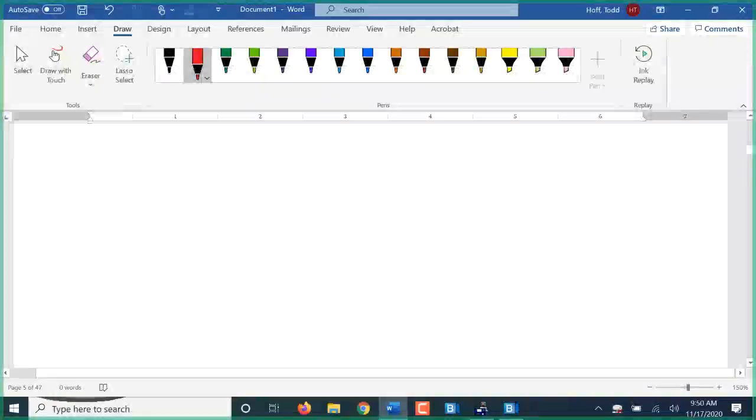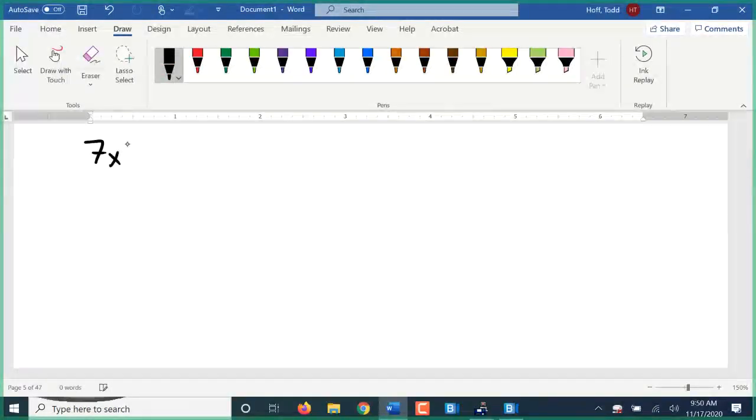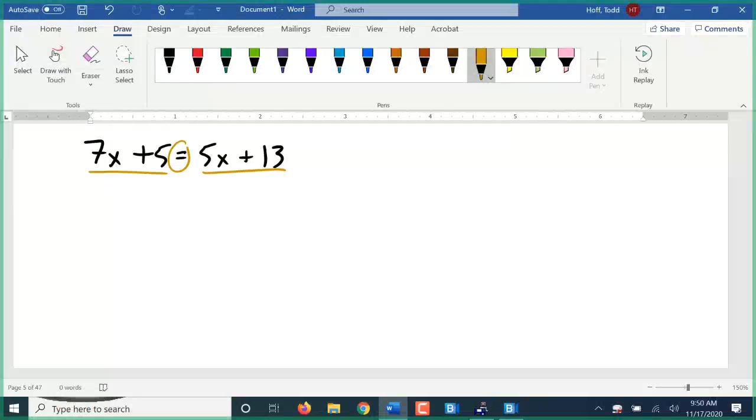Well, a slightly different situation than what I just had is this one. So here we find our equal sign. It's right there. We go to identify where our variable is, and we find that the variable is on each side.